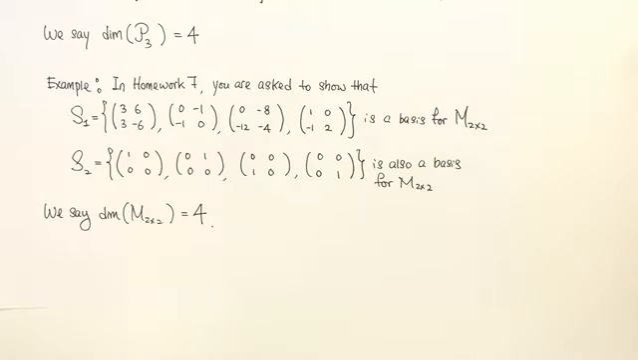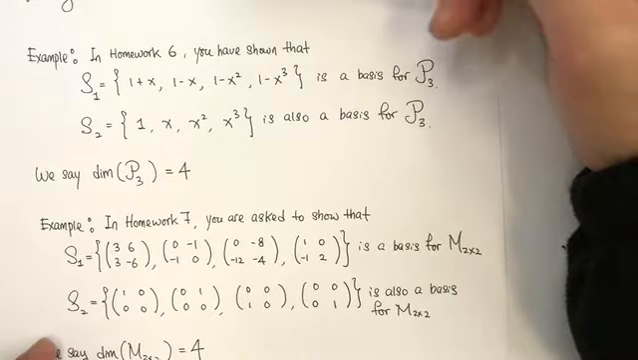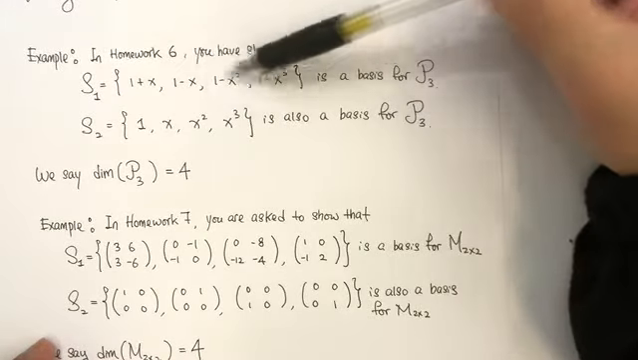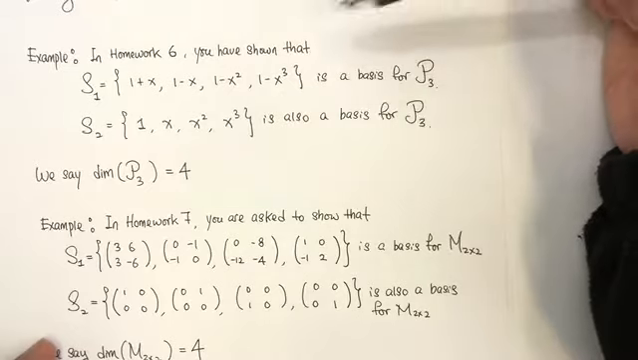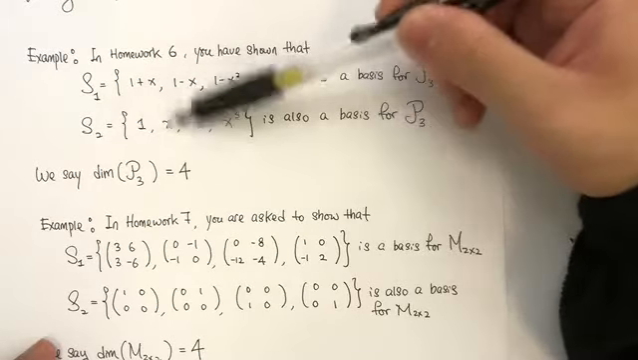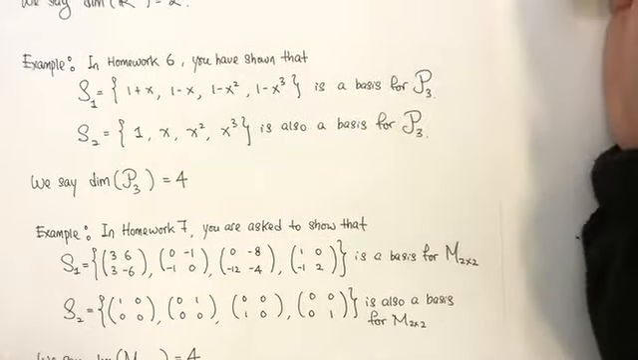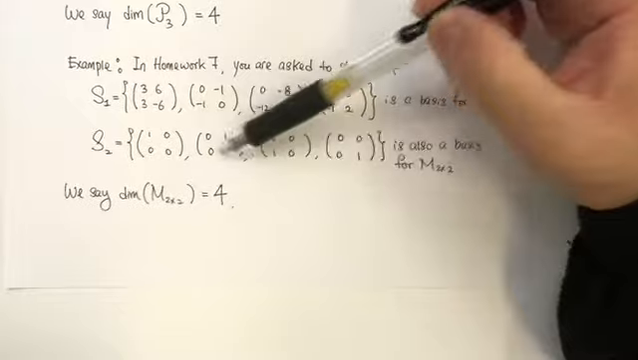For example, here, these are 2 different bases, but the number of elements in each basis is 2. Here, the basis for P3 need not be unique, but the number of elements in the basis is 1, 2, 3, 4. So there are 4 elements in the basis. Here, same thing, 1, 2, 3, 4. There are 4 elements in the basis. Here, the basis for M2 by 2 need not be unique, but the number of elements in the basis is always the same, 1, 2, 3, 4.